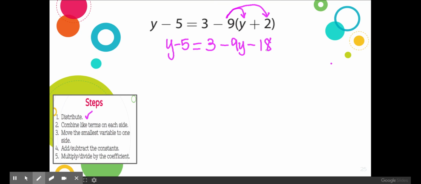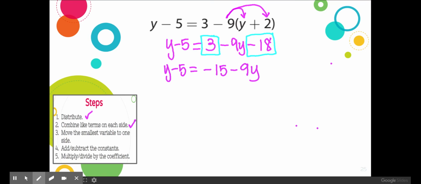On this side, I do have like terms. I don't have anything else with a y, but I do have something that is a constant. 3 is a constant and negative 18 is a constant. So those two are like terms. I can combine them to make this a more simplified equation. So let me just copy this side down. y minus 5 equals, when I combine 3 minus 18, different sign subtract, keep the sign of the bigger number. So I get negative 15. Then I still have that negative 9y there. Don't forget about that. Bring it down. All right, I completed step 2.